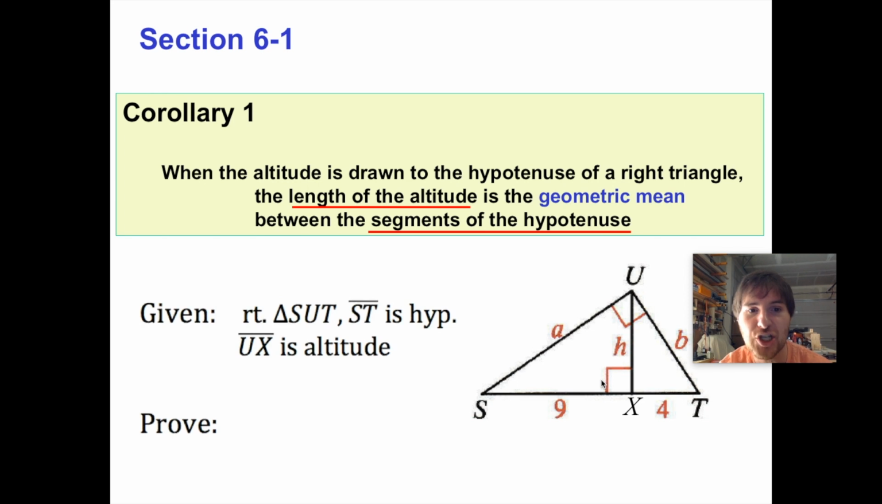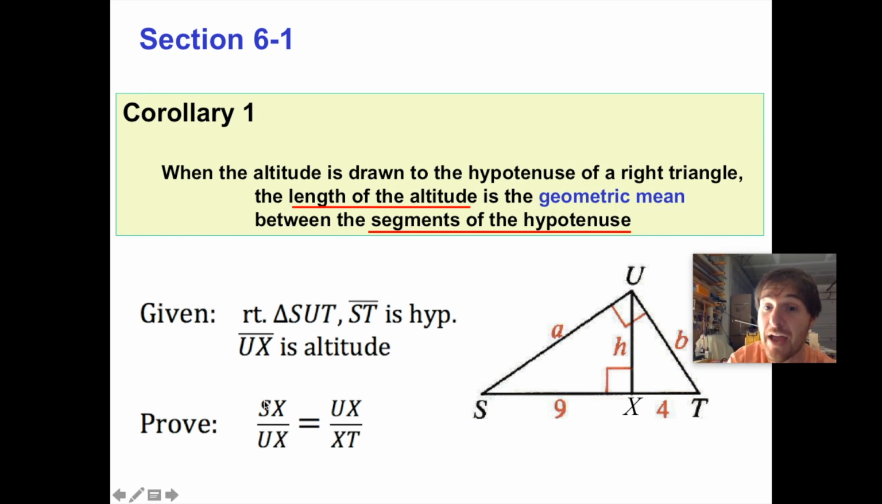So if I actually had to set this up, not using H, 9, and 4, I would do it like this, okay? So check this out here. What I mean by the segments of the hypotenuse are segment SX and segment XT, okay? The geometric mean of this is UX.